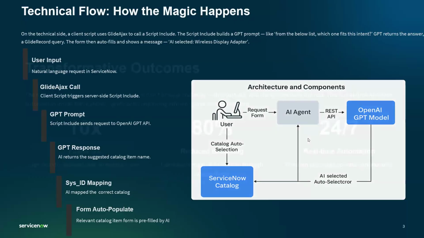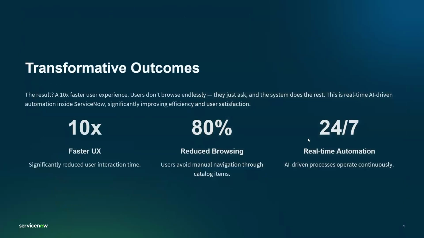What is the outcome here? The best outcome is sit back and relax. So you will sit back and relax, and it is 10 times faster. You don't have to even go to the portal and search. You don't have to wait for anything. You just type the name, it gives you the result right away. And it is going to reduce our browsing time.